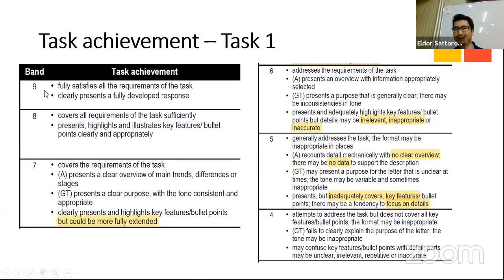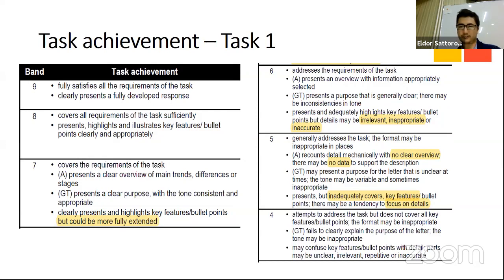Band 9, 8, and 7 are things you achieve once you have a very high level. But if you are preparing for the exam only now and you've just started, or if you are an IELTS instructor, most of the time your students' level will be between 4 and 5 points. I think that's a good point to start with, to understand the mistakes students make. So at band 5, the format may be inappropriate, so you can have a look. What does format mean? It's something you need to think of.